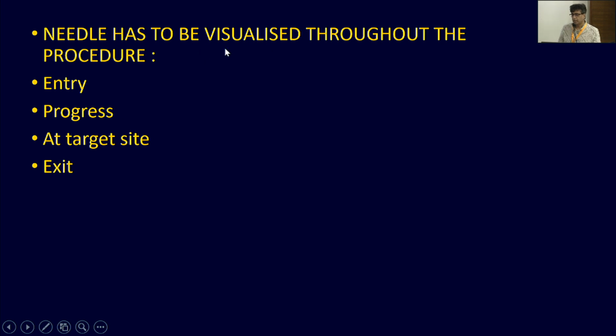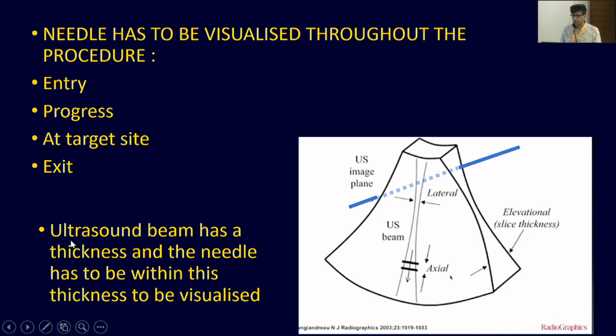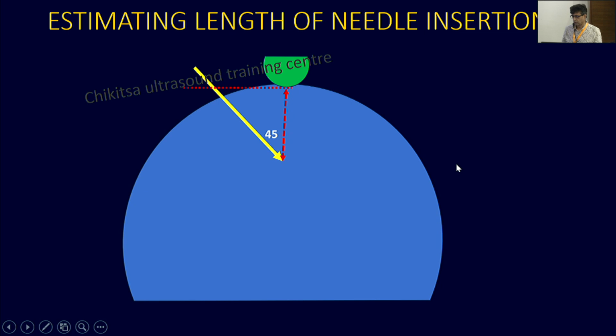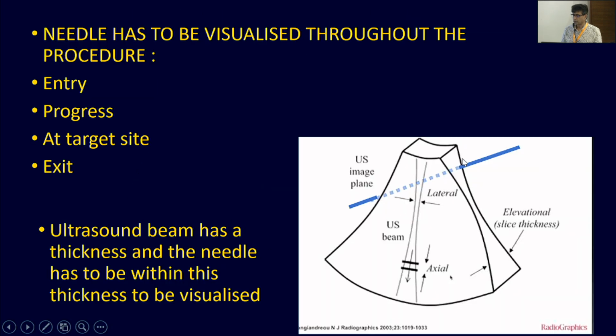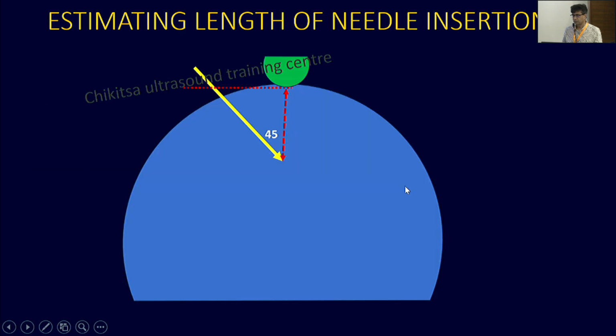Now the needle has to be visualized throughout the procedure: at the entry, at the progress, at the target site, and during the exit. And as I said, the ultrasound beam has a thickness. The needle has to be within this thickness to be visualized. So you have to ideally put the needle in the center of the thickness of this beam, so that it's easy to remain within the beam.